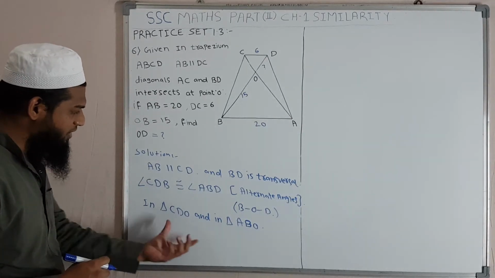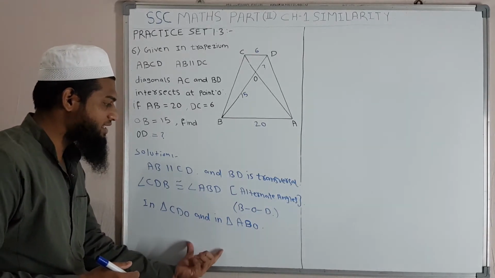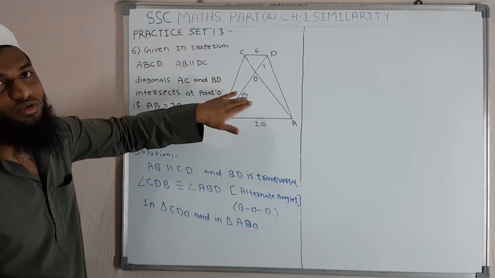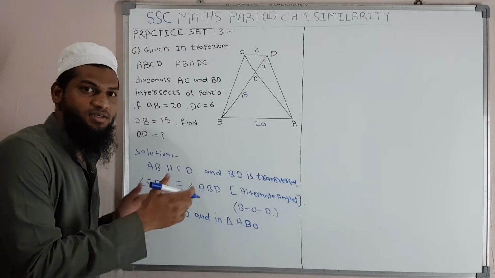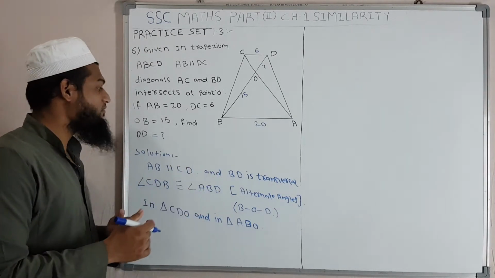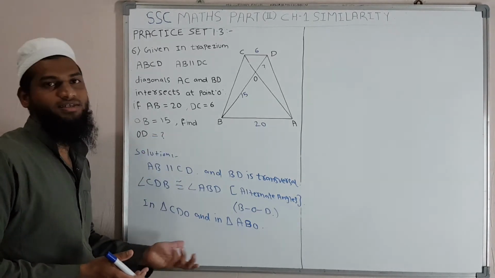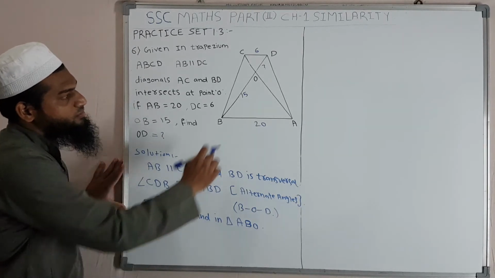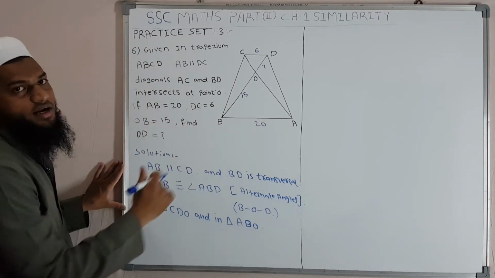First we have to prove that these two triangles are similar. For proving these two triangles similar, we have to prove that two angles of this triangle are congruent to two angles of the other. Then we can say the triangles are similar by the angle test. Then we can take the ratio of their corresponding sides and we will get the answer.